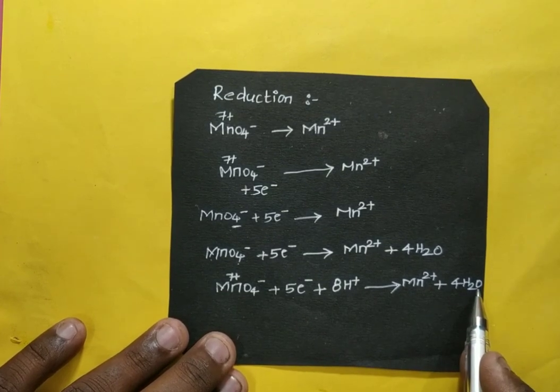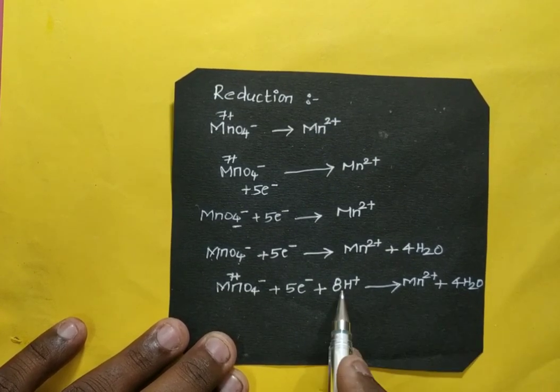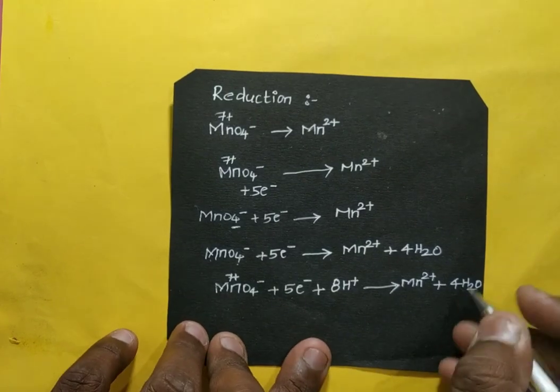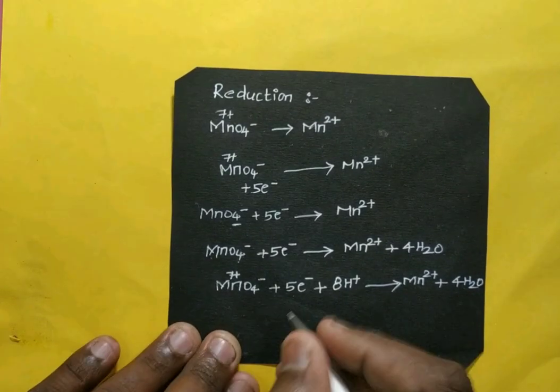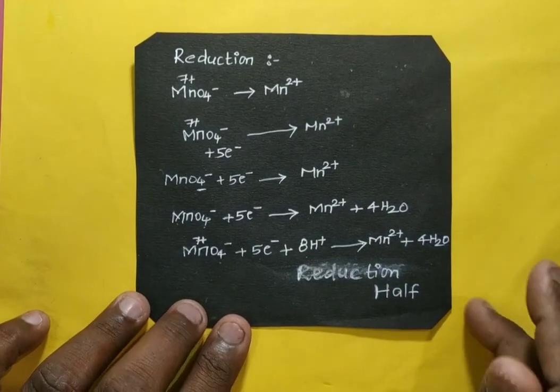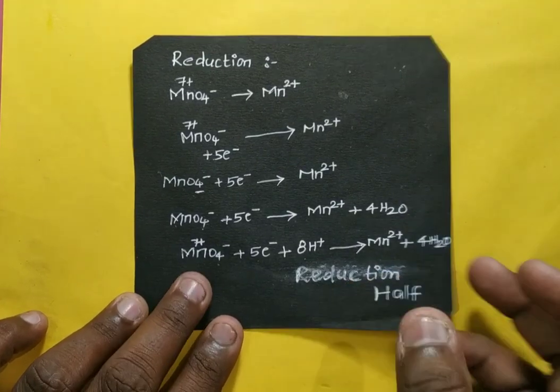4 oxygen is there. 8 hydrogen is there. 8 H plus is there. So now the equation is balanced. This reaction is called the reduction half.